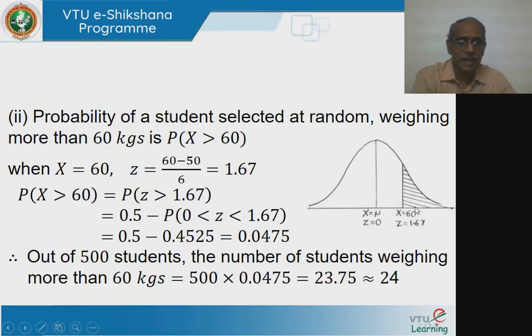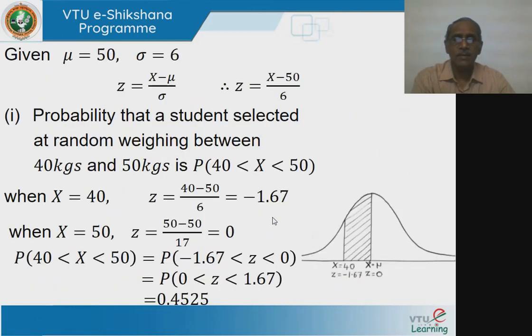When x is equal to 60, z is equal to 1.67. z greater than 1.67 means this area, which is nothing but 0.5 minus the area from here to here, the area between z equal to 0 and z equal to 1.67. Therefore, the probability of z greater than 1.67 is equal to 0.5 minus the probability of 0 less than z less than 1.67. To get this area, I have to look for z equal to 1.67 in the table, that is given in the problem itself.